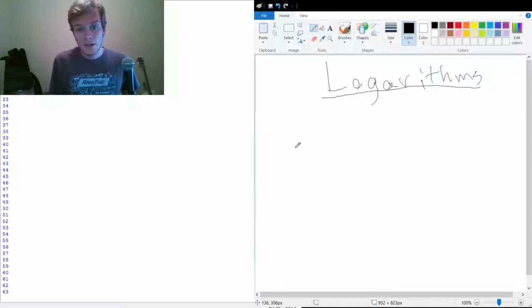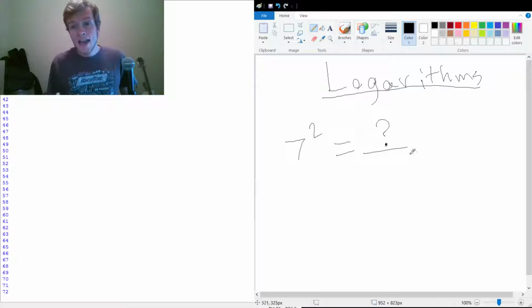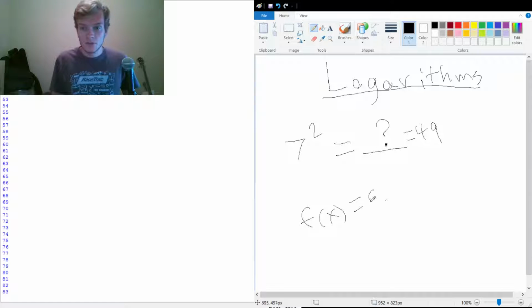So if we have a problem that is some number, we're going to say 7 to the 2 equals what? This is a pretty simple math problem. We have a number, we're squaring it or putting it to the power of 2, and we want to know what the answer is. Most people can square numbers, or it's easy to do on a calculator. So this is 7 times 7, it's 49, and that's what this equals. This is a power function. So if f of x equals some number to the x, that's a power function, and f of x would be our answer.